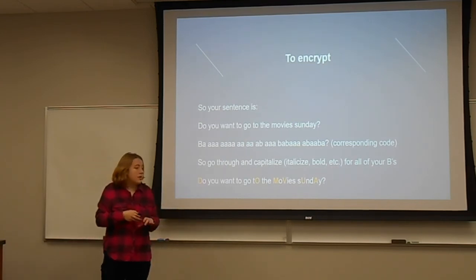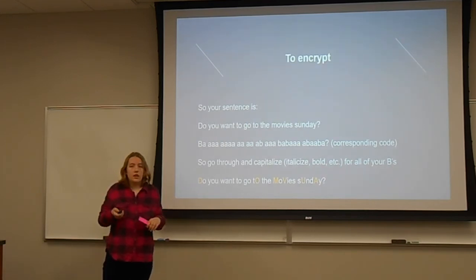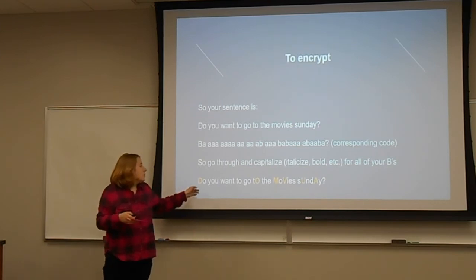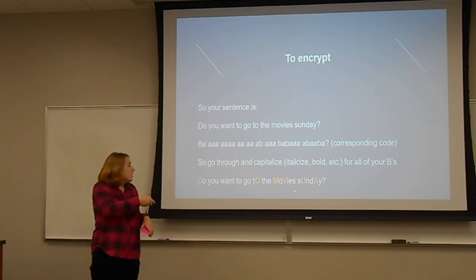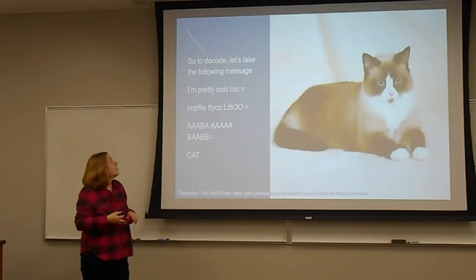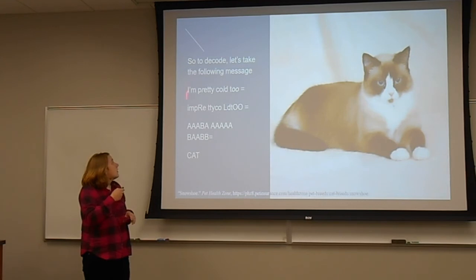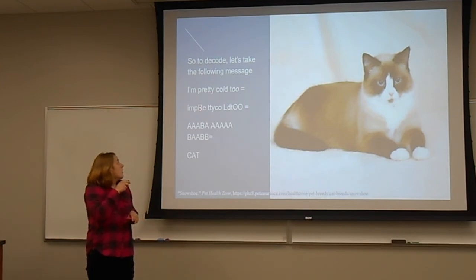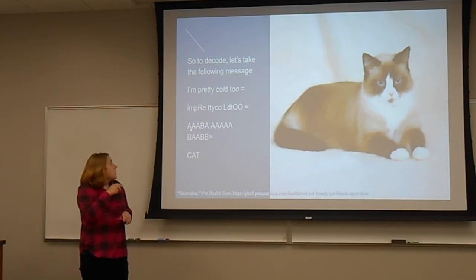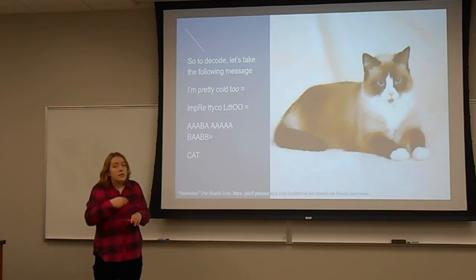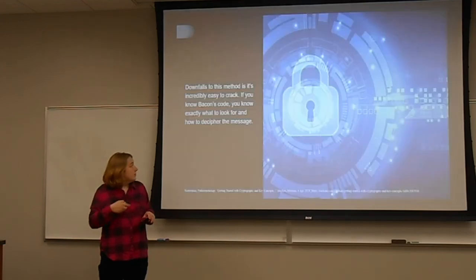It doesn't have to be capitalization. You can change the color of the letter, you can put a tiny dot above the letter, it doesn't matter, as long as there's some way to differentiate between the letters. To decode, it's really, really simple. If you know what to look for, you just take the off-looking letter, and the off-looking letter is going to be your B, so it's going to be AA, BA, which goes for the C. And you just go through the entire sentence.